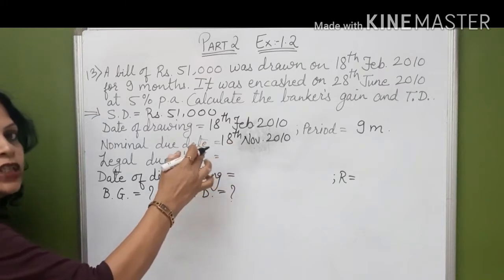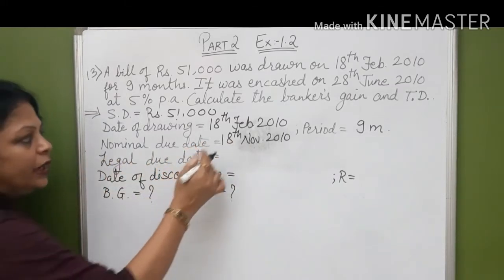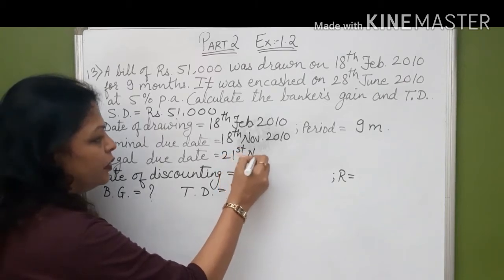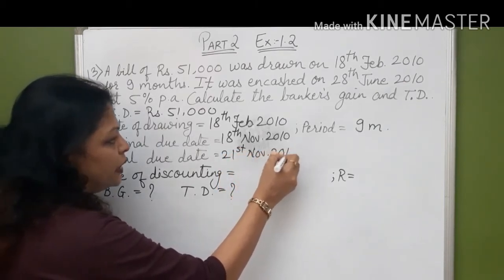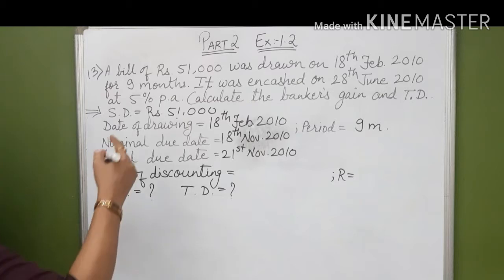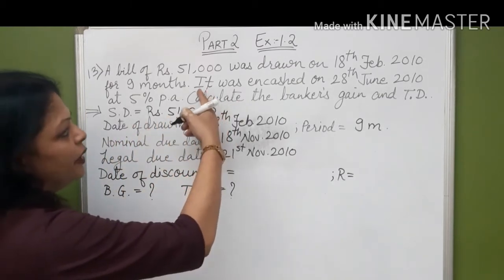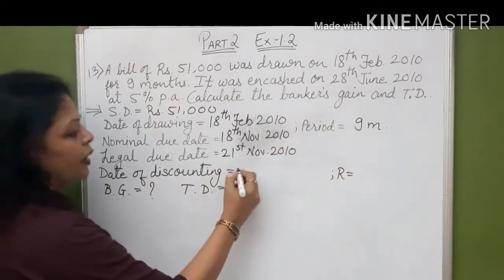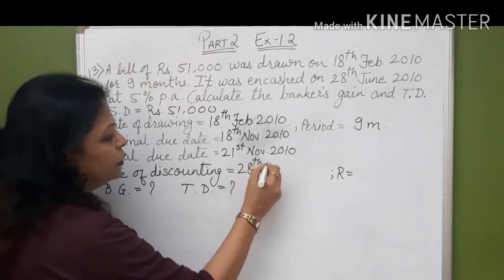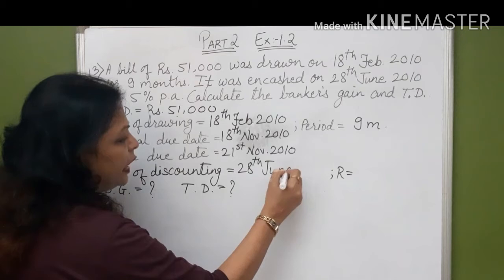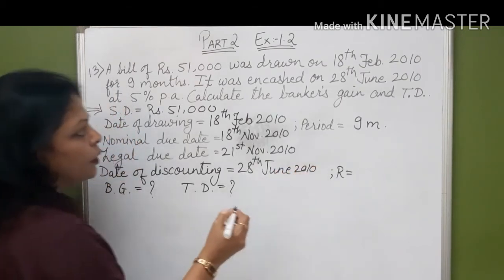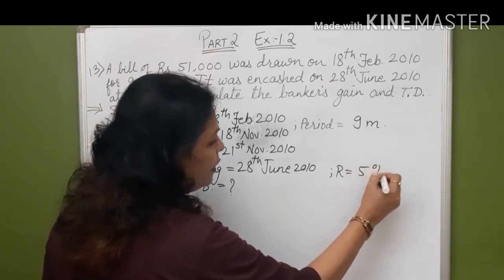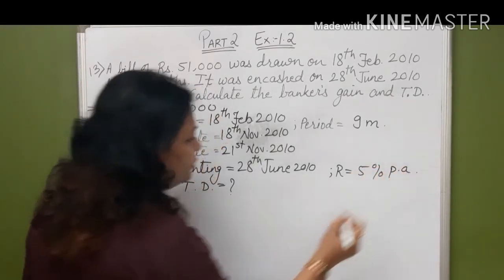And 3 days grace period will give you legal due date. So 18 plus 3, that is 21st November 2010. Now what is the date of discounting? It is given, it was encashed on 28th June 2010 at 5% per annum. So rate is 5% per annum.